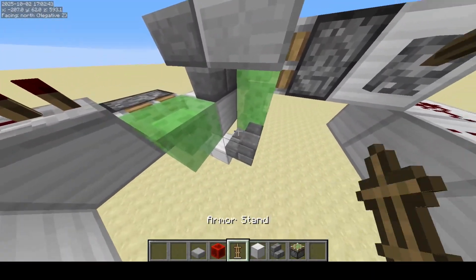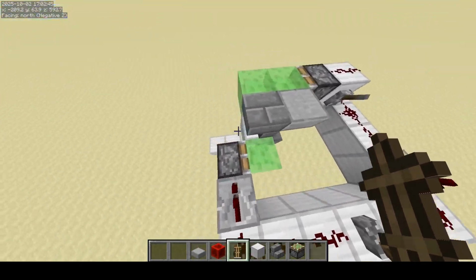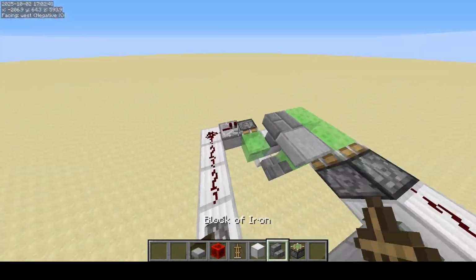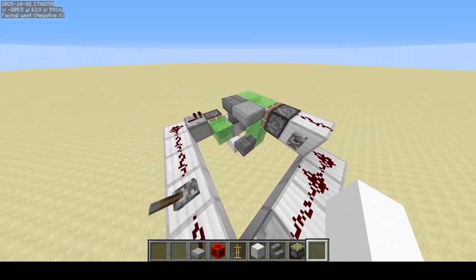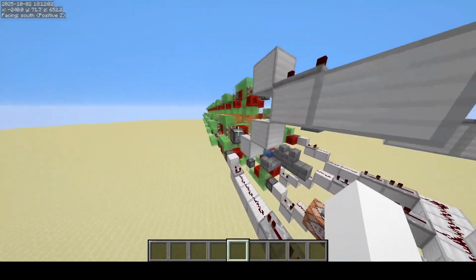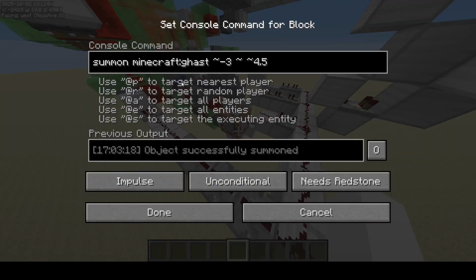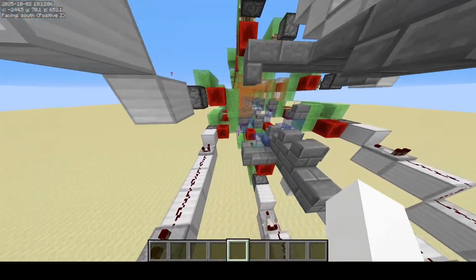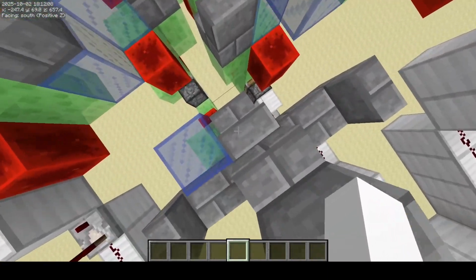So we can use BLDHF's trick to make the armor stand drop out in front of here because it gets pushed twice. And this is the basic principle behind instant entity conveyors. So let's now actually explain how this instant entity conveyor works. So right here we have a command block for resummoning the ghast, which summons the ghast somewhere in here.